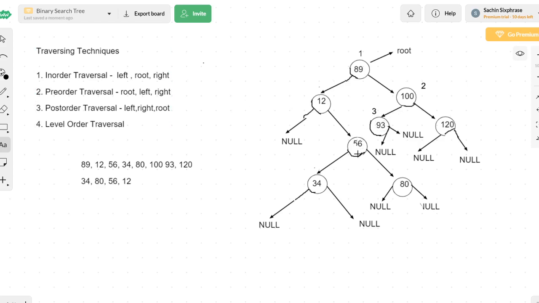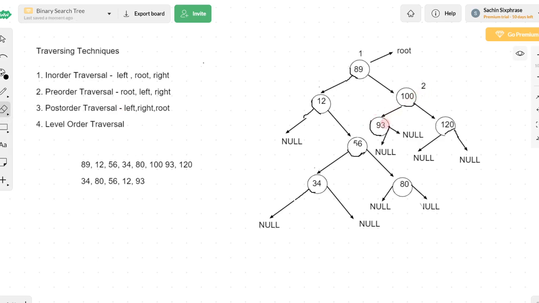From 93 again I will check for left. Left is null, so we leave it. Next one is right. The right side is also null. So left is completed, right is completed. Now root is 93. That 93 will be printed. So after 12, for 93, left completed, right completed, root printed. So all three things are over. Now you can go to the previous node.